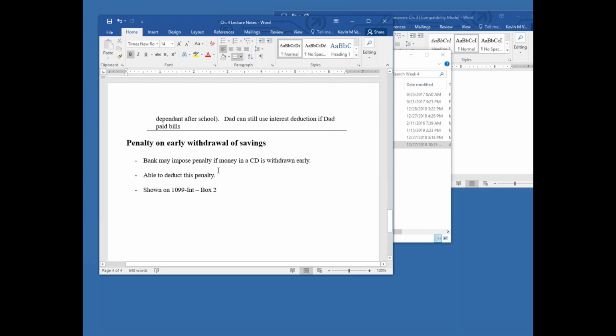The last thing, penalty on early withdrawal of savings. You may see this every once in a while. This doesn't come up very often, but it is an odd item that you could deduct as an adjustment.